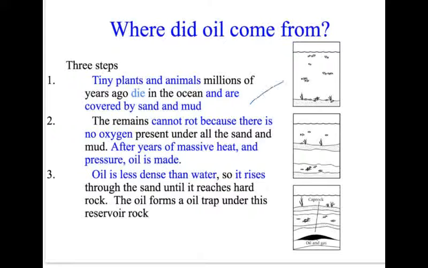Tiny plants and animals, millions of years ago, die in the ocean. They are then covered by sand and mud. Their remains cannot rot because there is no oxygen under all that sand and mud. After years of massive heat and pressure, oil is made. Oil is less dense than water, so it rises through the sand until it reaches hard rock. The oil forms an oil trap under this reservoir rock.